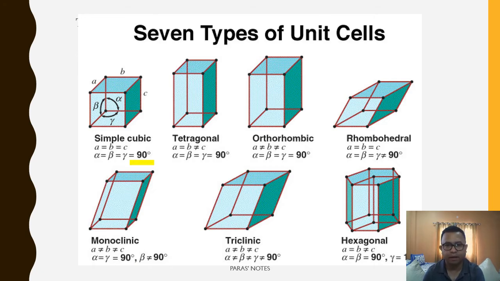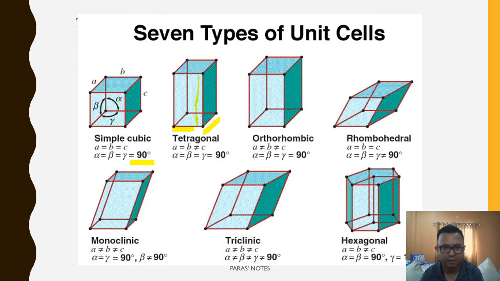Now all 7 kinds are different from one another, either in a, b and c, or you will find alpha, beta and gamma differ. The second one is called tetragonal. In tetragonal, a and b are equal. You can see this and this are the same, but the height is different. That is why a is equal to b, but a and b are not equal to c, whereas alpha, beta, gamma are all 90. Similarly, the third one is orthorhombic. You can see on the screen the differences between all. Then you have rhombohedral, then monoclinic, then triclinic, hexagonal.